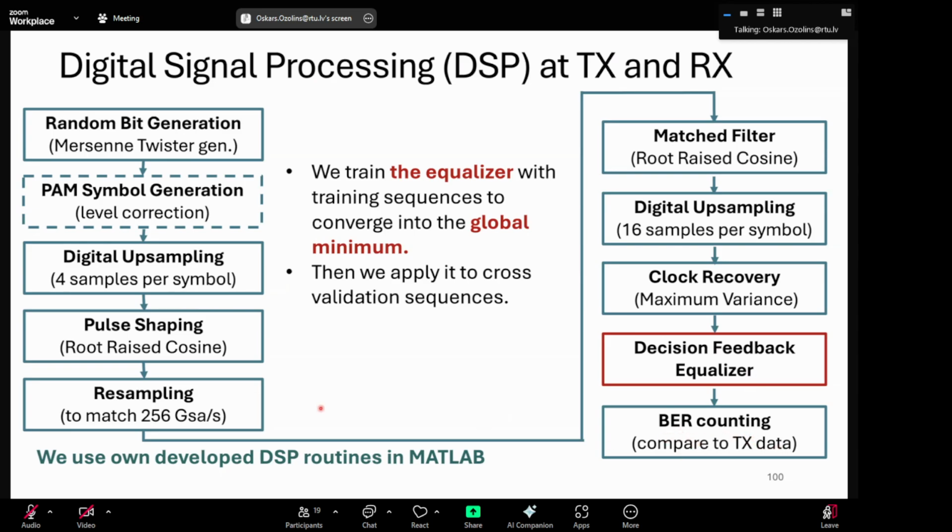We compare the random generated bits we have with the bits we receive, and that's why you also need to have clock recovery. So you need to know which bit to compare to which bit. Right. Okay, but then let's take a 5 minute break, and then we'll be back after the break.